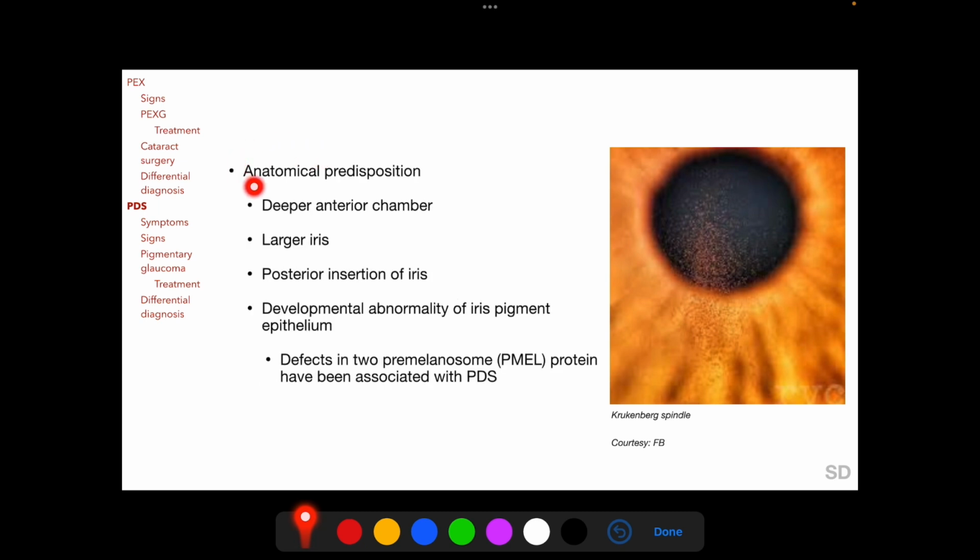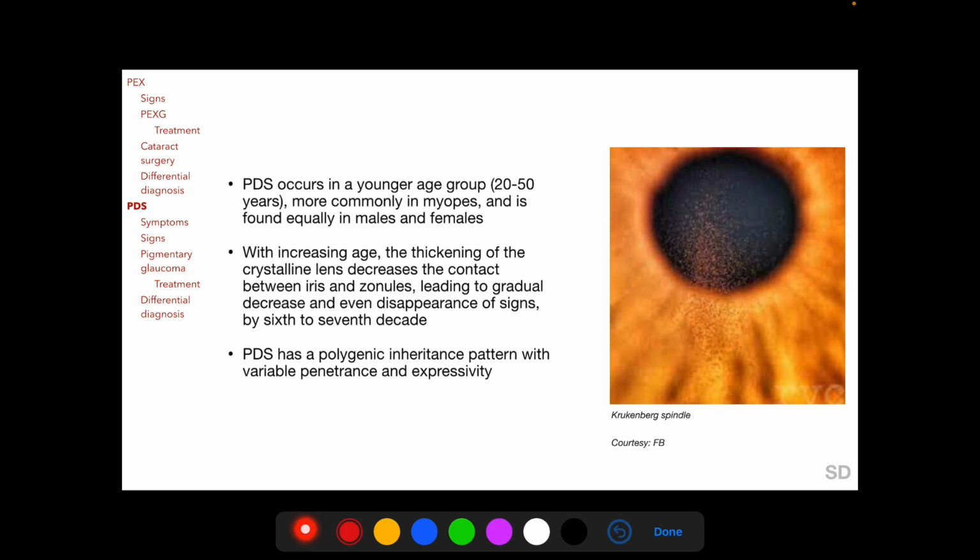Anatomical factors which predispose towards this pathophysiologic mechanism in pigment dispersion syndrome include deep anterior chamber, which we have mentioned, larger iris, posterior insertion of the iris on the ciliary body, as well as a developmental abnormality of the iris pigment epithelium, which is said to promote release of the pigment granules from the iris pigment epithelium. PDS typically occurs in a younger age group and is more common in myopic patients.